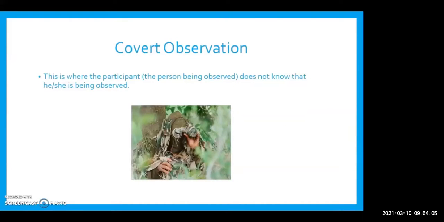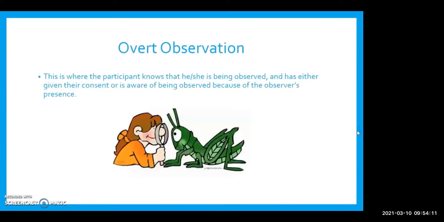Covert observation. This is where the participant, the person being observed, does not know that he or she is being observed. Overt observation. This is where the participant knows that he or she is being observed and has either given their consent or is aware of being observed because of the observer's presence.